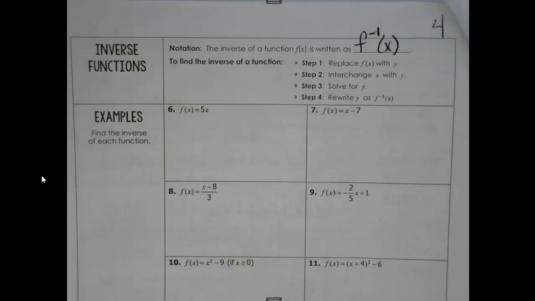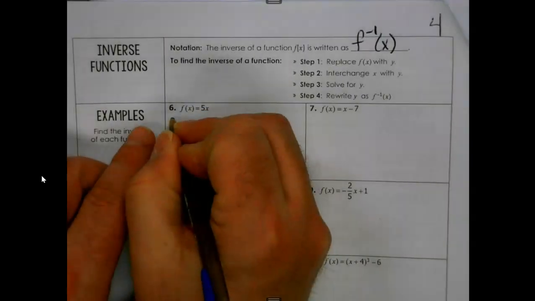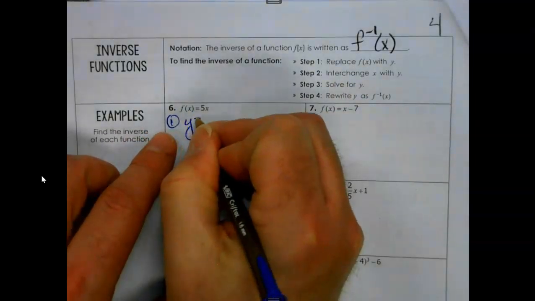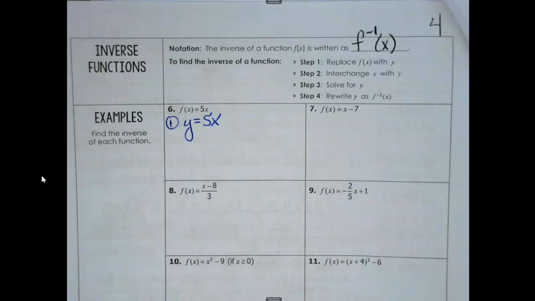We're going to switch x and y. We're going to solve for y, and then we're going to label it. Okay, those same 4 steps. So I'm going to label my steps as we go, this first couple. So step 1, replace f of x with y. All right. Done.